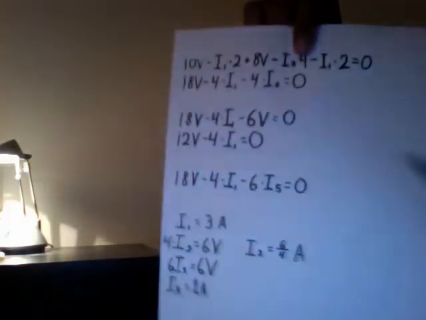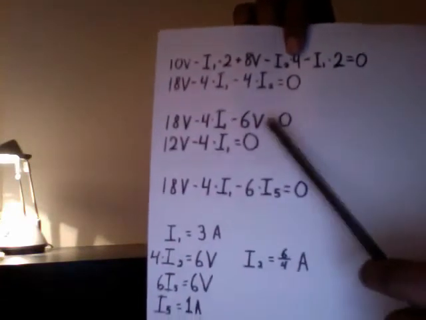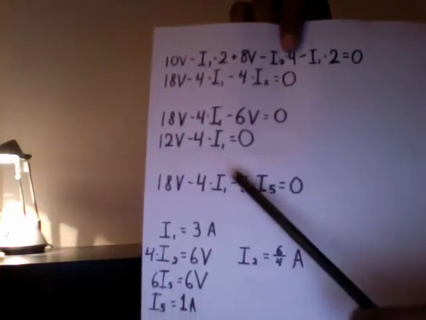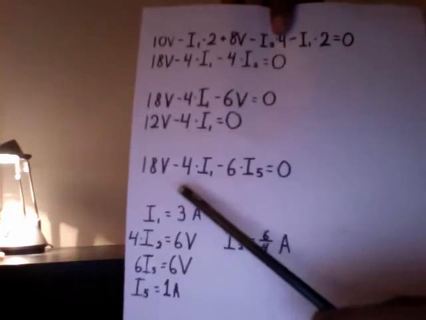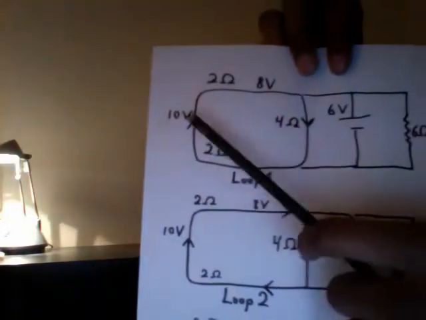The equations you should end up with are 18 volts minus 4I1 minus 4I2 equals 0, 12 volts minus 4I1 equals 0, and 18 volts minus 4I1 minus 6I5 equals 0. And you get those equations once again by going through these loops here and simply adding or subtracting as necessary based on the circuit that we're given.